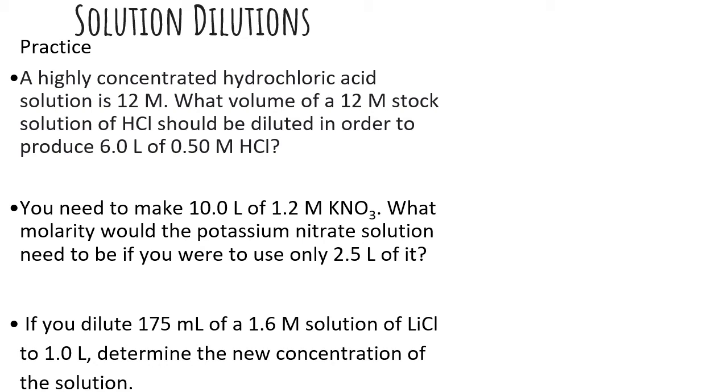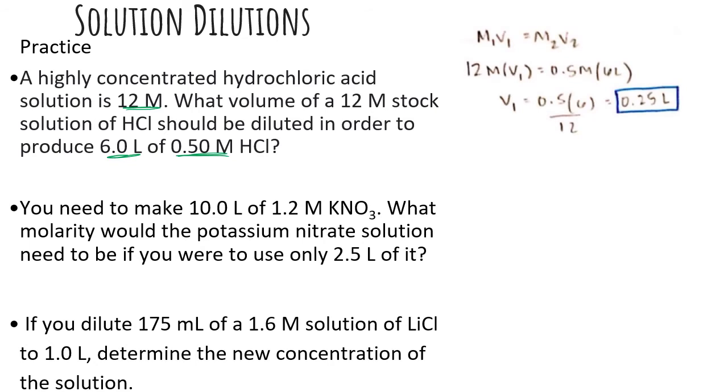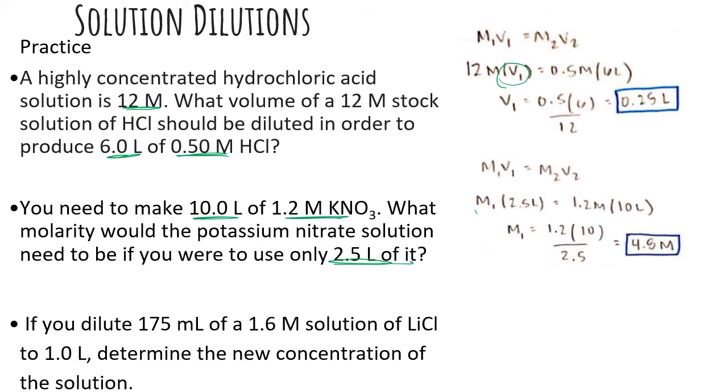So for the first one, we have M1, we have M2, and we have V2. So for this first one, we were solving for V1. So I'm going to plug everything in, and I get that V1 was 0.25. In the second one, we have V1, and then we have V2 and M2. So for the second one, we were solving for M1. When we plug everything in, we get 4.8 molar.